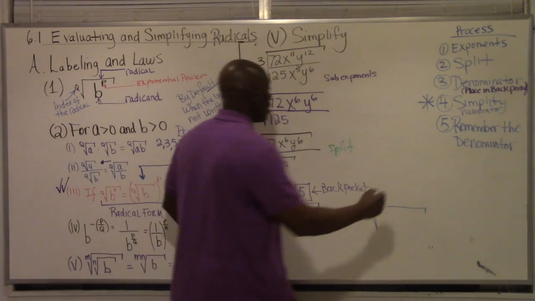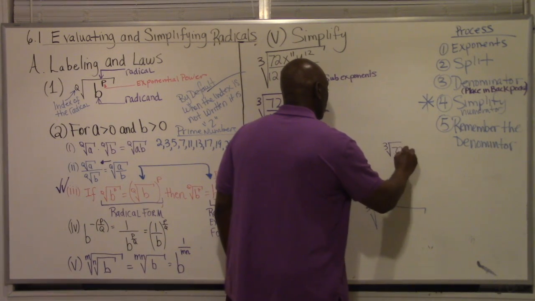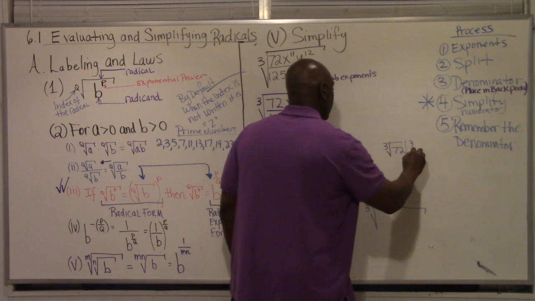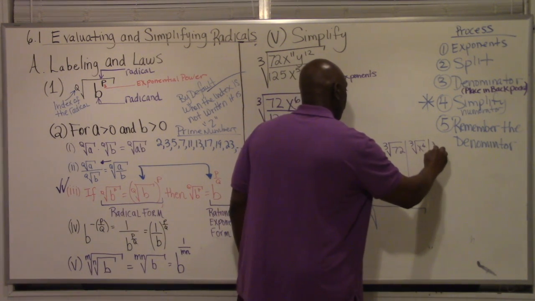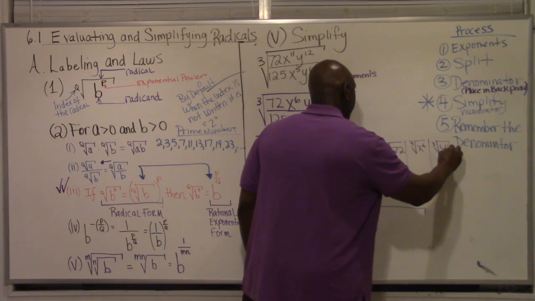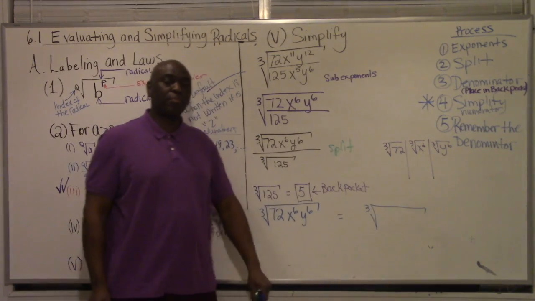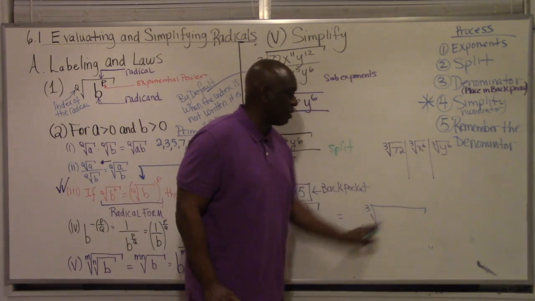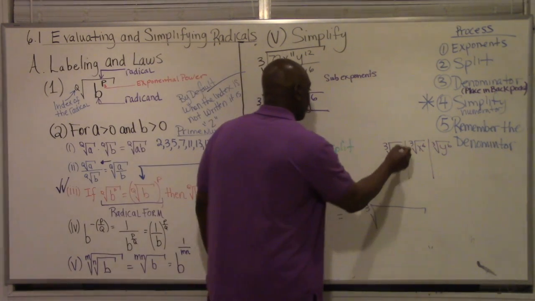All right. Let's look at the cube root of 72, the cube root of x to the 6th, and the cube root of y to the 6th. I'm taking each thing in here and splitting it up. Then I'm going to put it all together right here. Pretty simple. Not too bad. Let's do it.